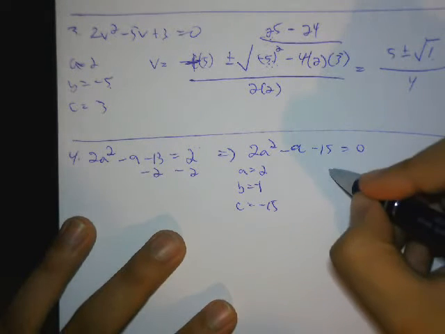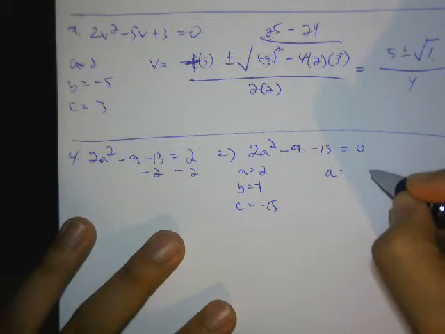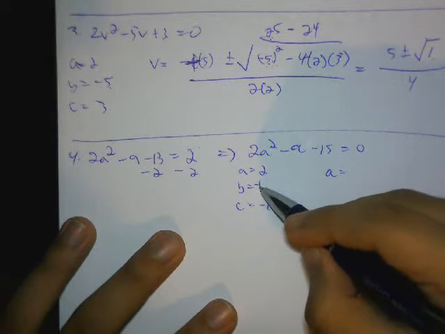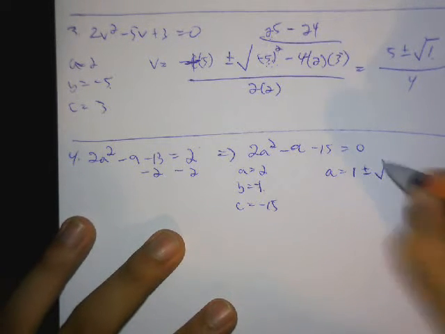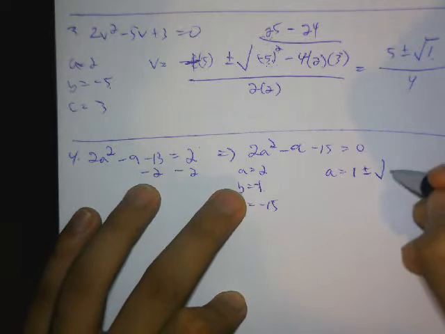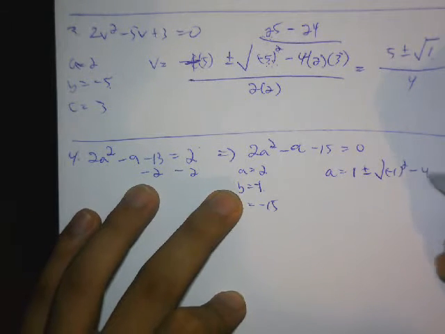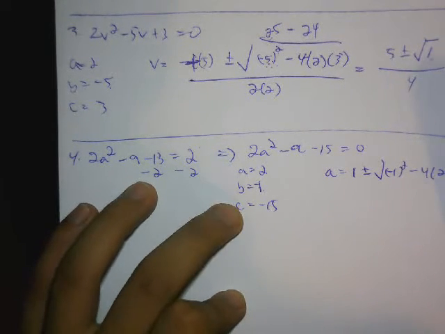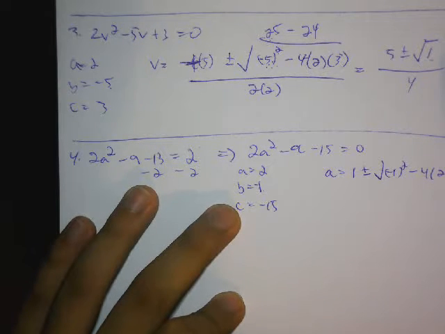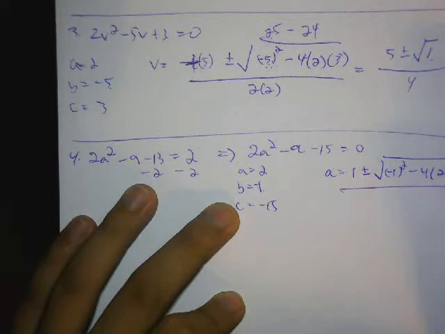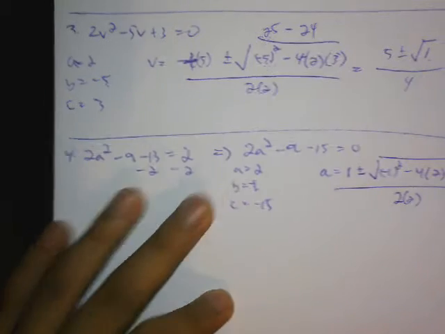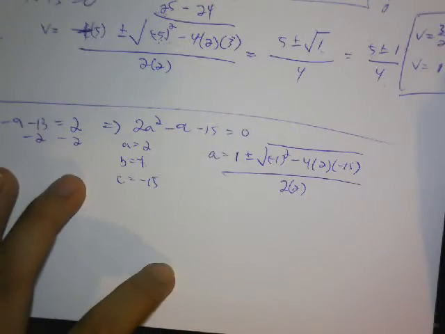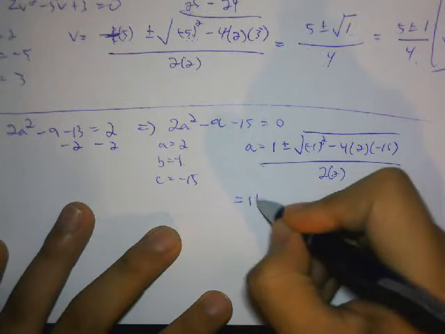So my quadratic formula is a is equal to negative b. It's already negative, so negative negative 1 is positive 1, plus or minus the square root of b squared, negative 1 squared, minus 4 times a times c, all over 2a. So 2 times 2. So now from here we get 1 plus or minus.